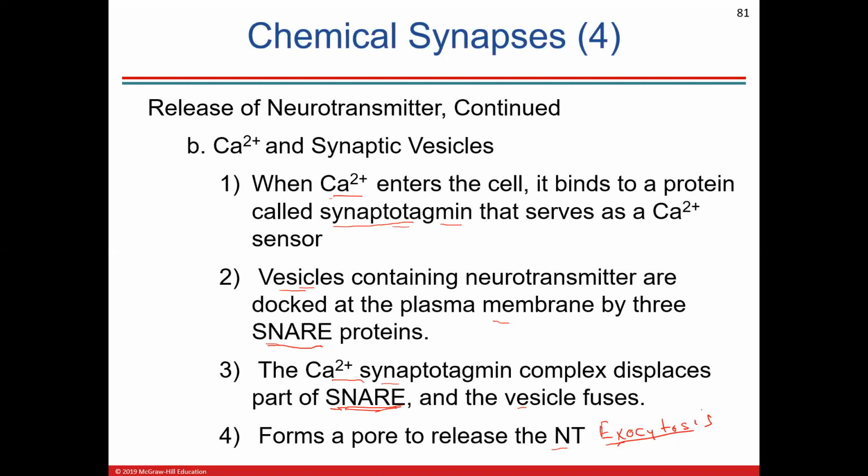The acetylcholine or the dopamine or the serotonin or the norepinephrine is not going to work. It's not going to do the job it's supposed to do, whether it's to excite or inhibit the postsynaptic membrane. So releasing the neurotransmitter is not usually the problem.